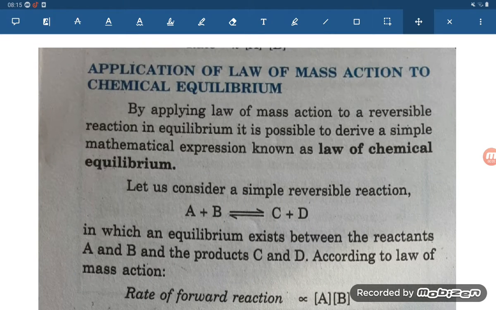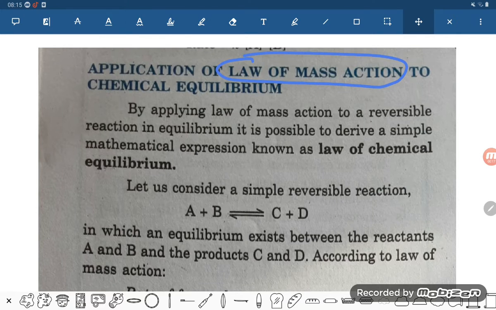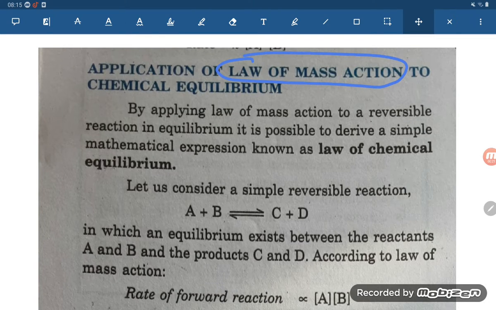Hello, good morning, students. Let us try to understand the law of mass action that I have taken from the comprehensive chemistry. Let us have a look over it. What is the meaning of the application of law of mass action to the chemical equilibrium?